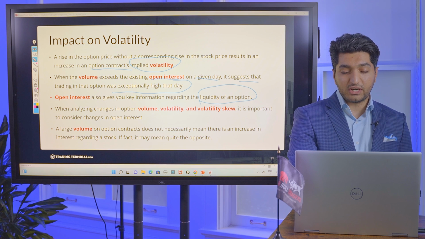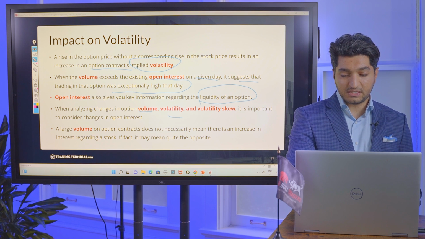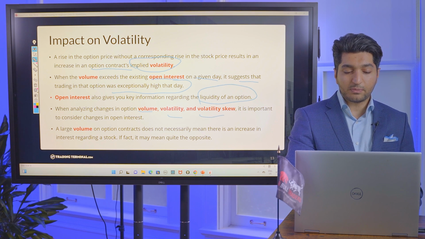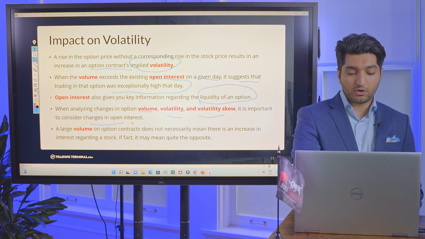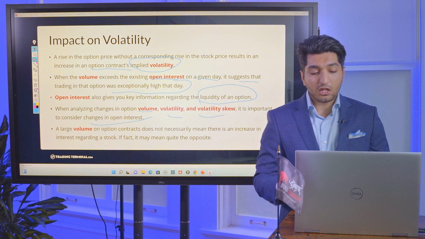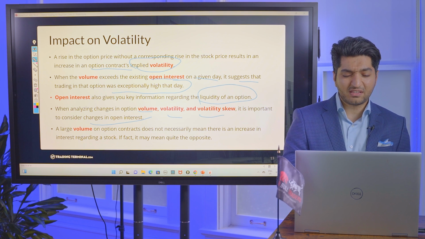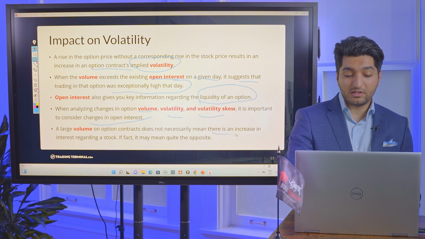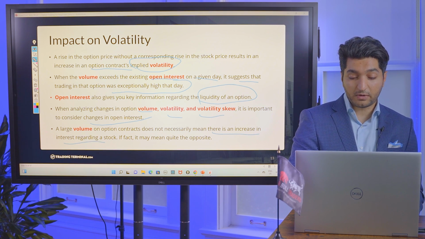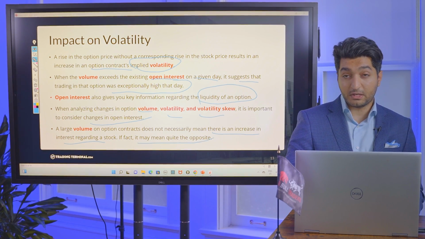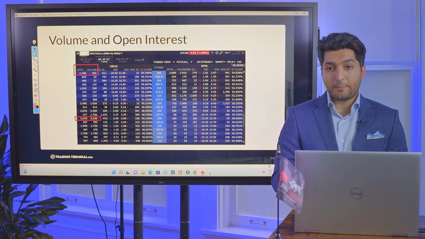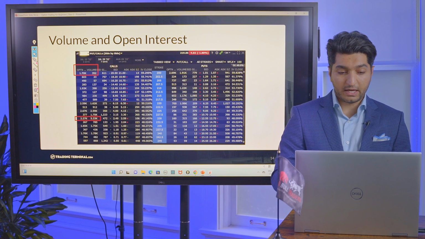When analyzing changes in option volume, volatility, and volatility skew, it is important to consider the changes in open interest. A large volume on option contracts does not necessarily mean there is an increase in interest regarding the stock. In fact, sometimes it may be the opposite. So let's go to that option chain and take a look at it.